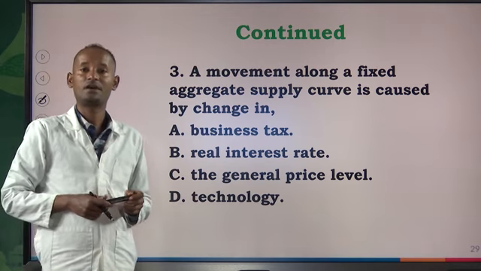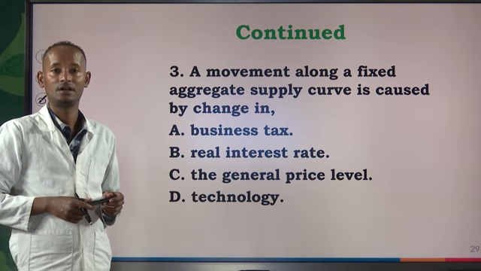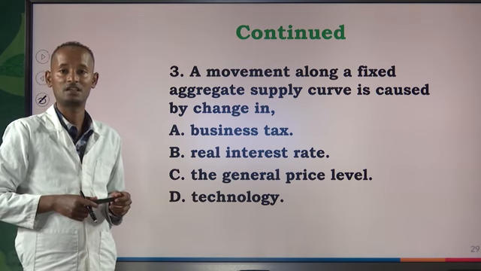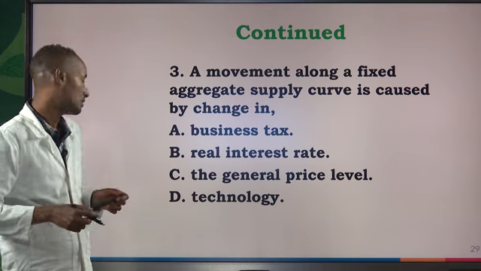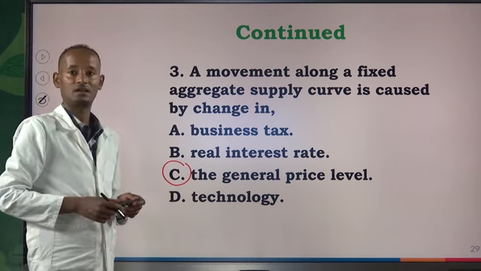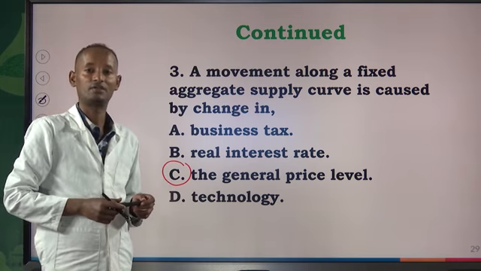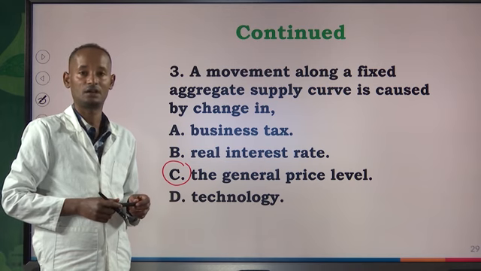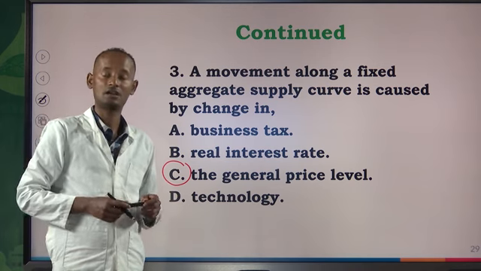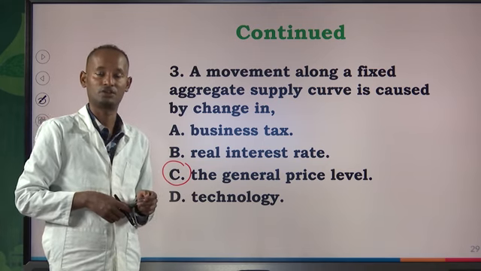Question number 3. A movement along a fixed aggregate supply curve is caused by change in A. business tax, B. real interest rates, C. the general price level, D. technology. The answer is C, the general price level. The single factor that makes a movement along a fixed short-run aggregate supply curve is change in the general price level only. Other factors other than the general price level shift the aggregate supply curve either to the left or to the right from its entire position.